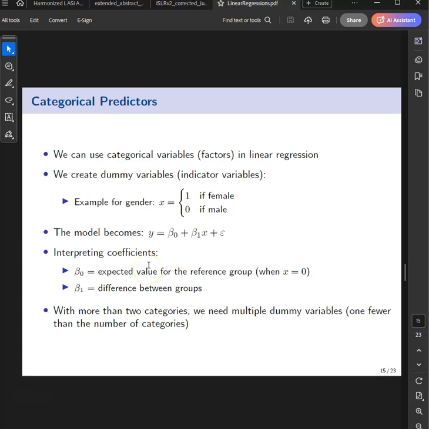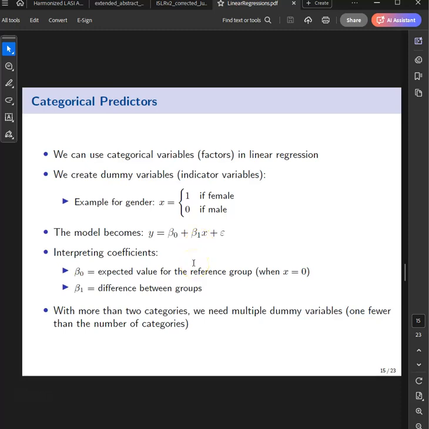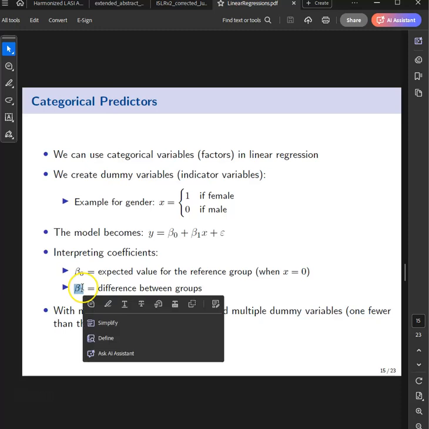And so now beta naught represents the expected value of the reference group. So if you take the gender example, x equals 1 if the person is female, and x equals 0 if the person is male. Beta naught is the expected value of the reference group, and the reference group is that group for whom the value 0 is assigned. And beta 1 represents the difference between groups, that is how much higher or lower the expected value is for females compared to males.